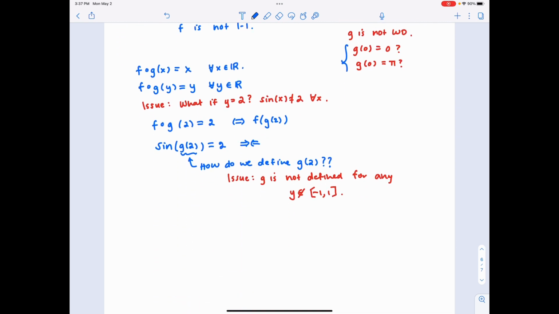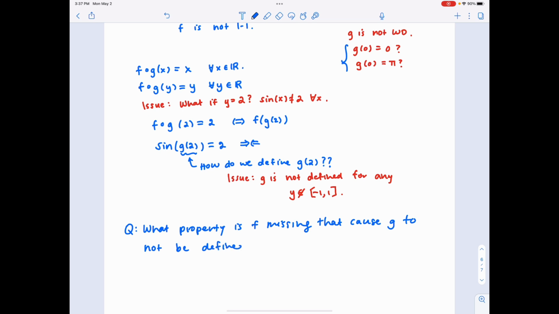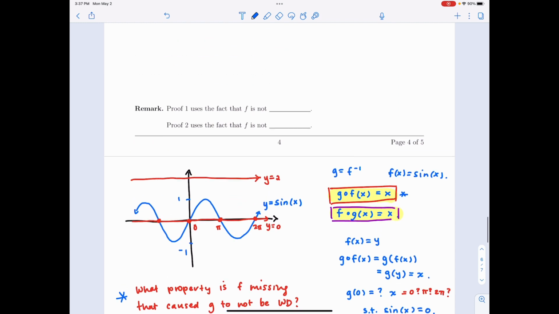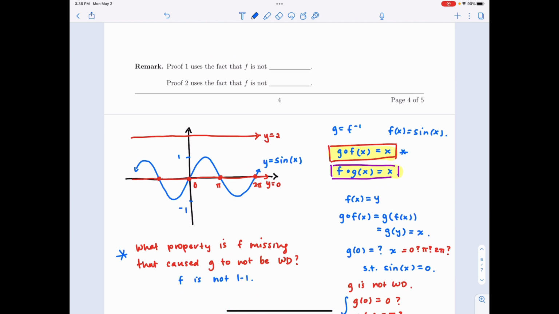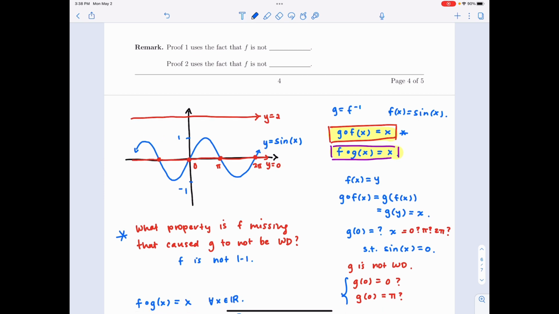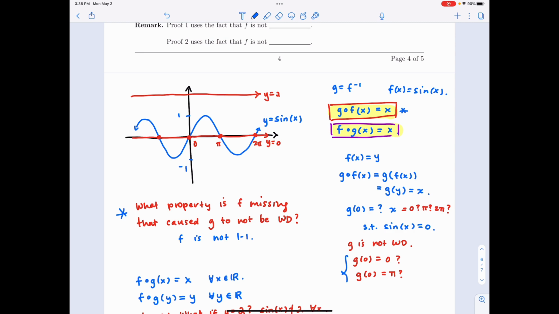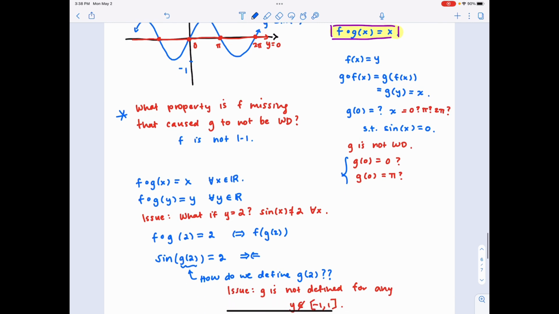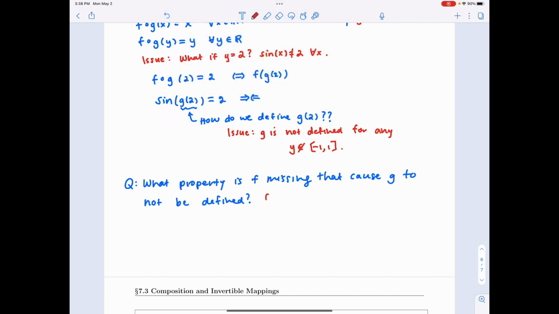So let's write that down. What property is F missing? The key was G had to have domain of R because the codomain of F was R. And that leads us to the situation where we're left wondering, what do we do with Y values that are not in the range of our function? When you have Y values in your codomain that are not in the range of sine, that's like saying our function is not onto. So F is not onto.